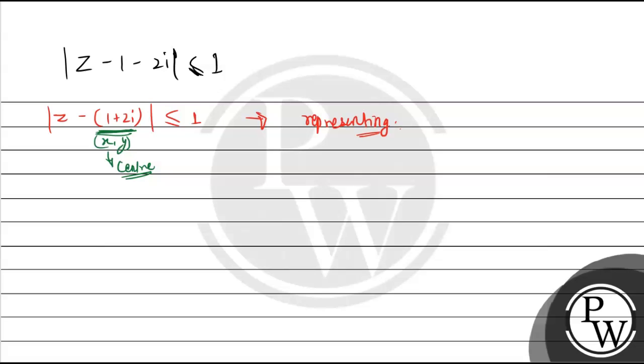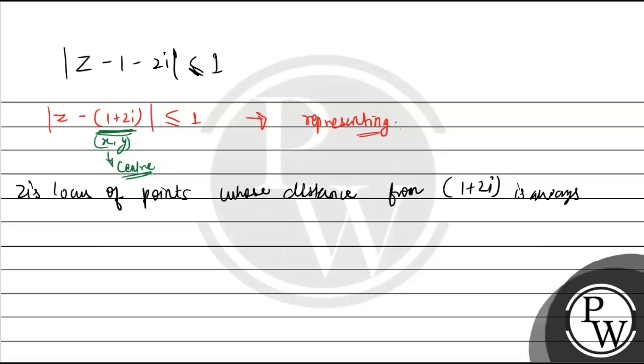So it is basically saying that z is the locus of points whose distance from the complex number 1 plus 2i is always less than or equal to 1. So this way this circle will be made.